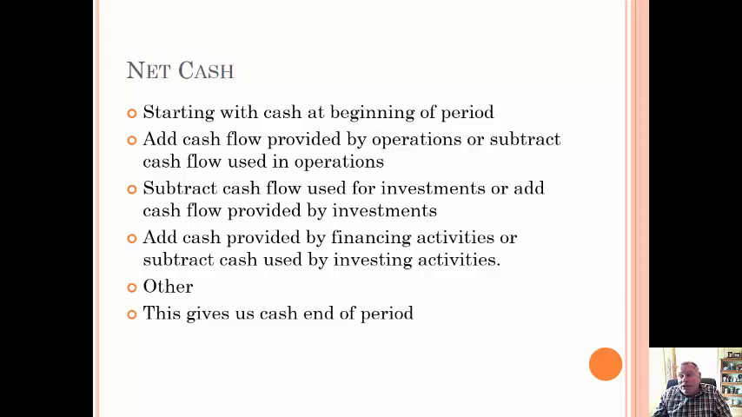So if we start with the cash at the beginning and add where it came from, you start out with cash, okay? Then you're going to add how much came from or was used by operations. Same for investments, financing, and other. And that gives us cash at the end of the period. It's a reconciliation of cash.